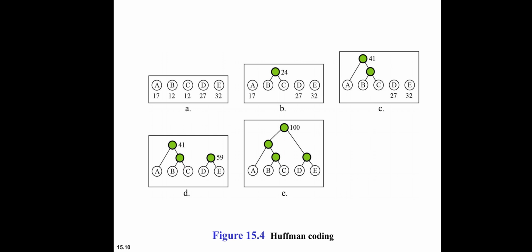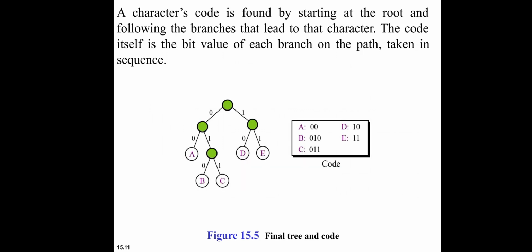According to this combining, we are going to assign the values zeros and ones. For example, you can see from the top to the bottom we will have code 0, 0 for A. Similarly, for B we have 0, 1, 0. C is 0, 1, 1. After that D is 1, 0. E will have 1, 1. So we have to draw the tree and mark the values zeros and ones.